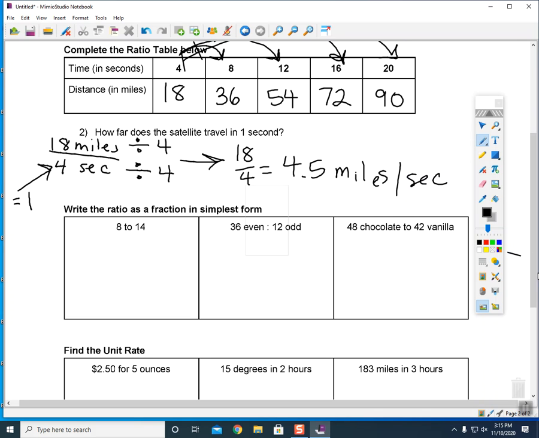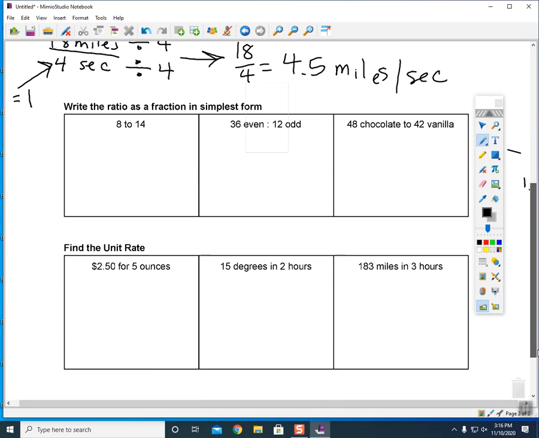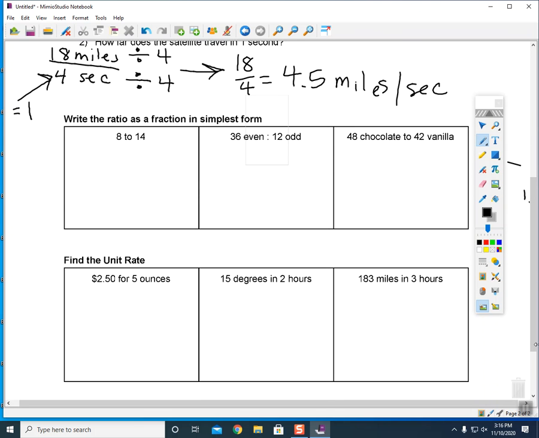So let's look at some ratios. We prefer to have ratios be written in simplest form. They're just easier to work with that way. So if I'm looking at 8 to 14, I'm looking at, well, what goes into both 8 and 14? I know that 2 goes into both 8 and 14, right? 2 goes into 8 4 times. 2 goes into 14 7 times. My simplified rate is 4 to 7. Okay, and I'm just modeling my solution like my original question was.